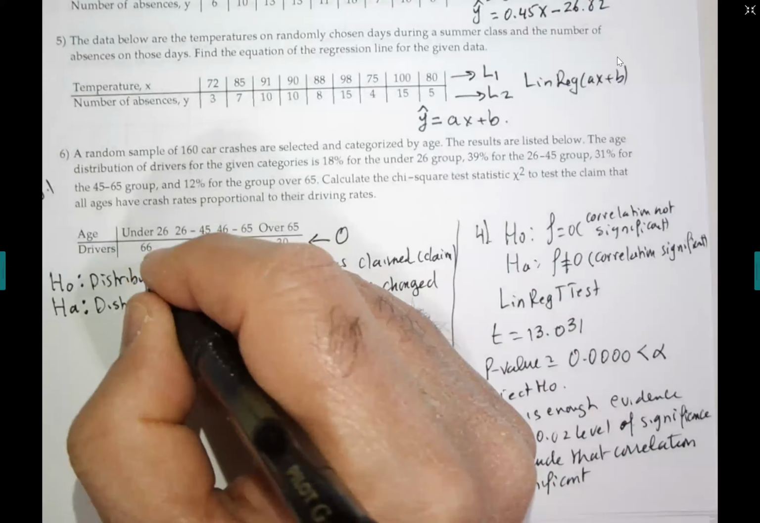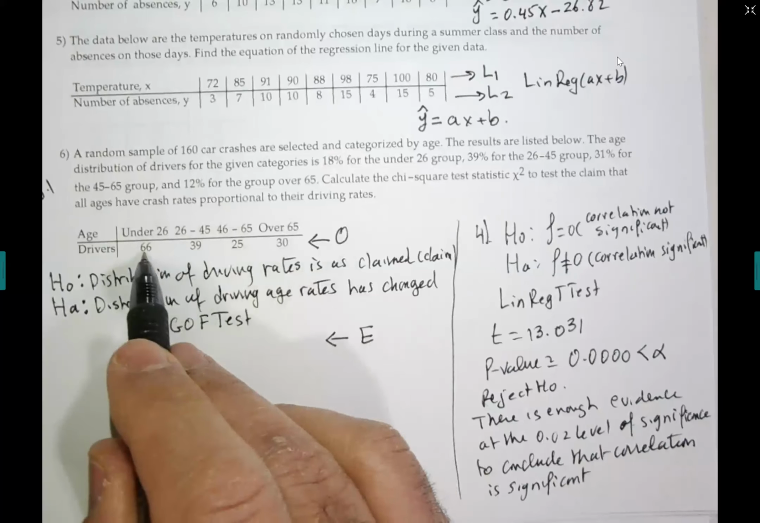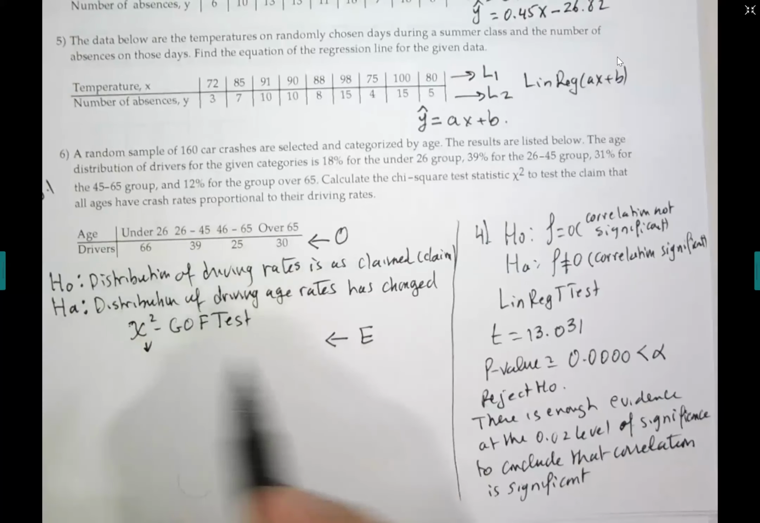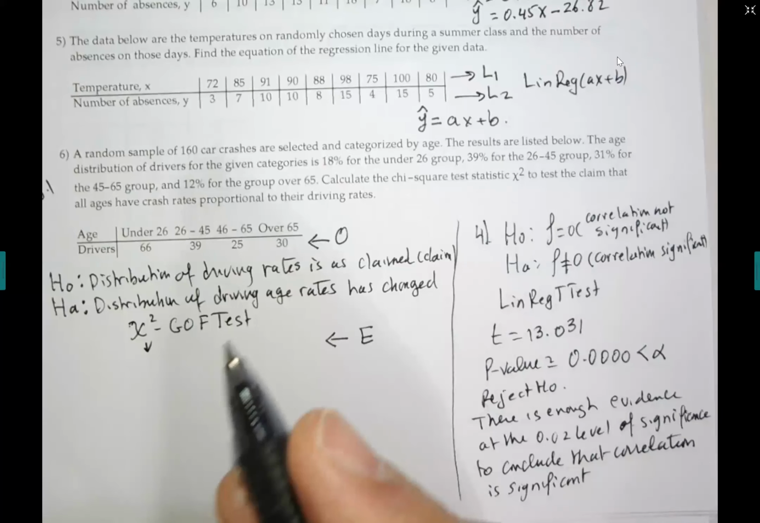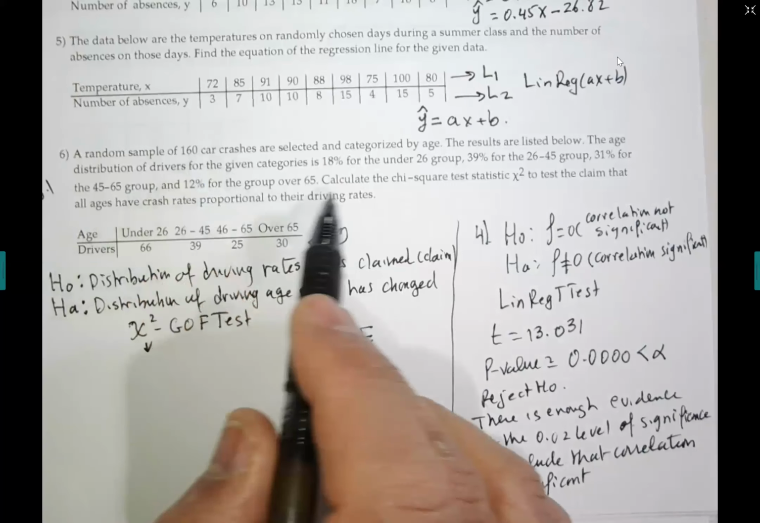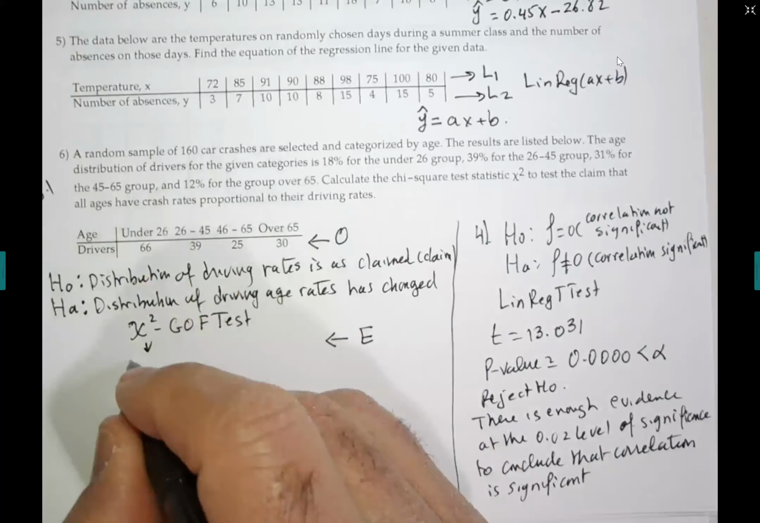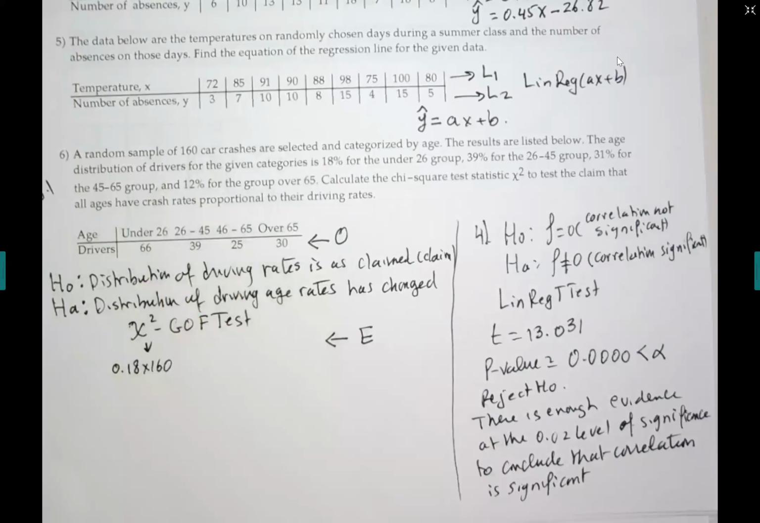Can someone tell me what would be the E for under 26? We know the observed value is 66. What would it be for the expected frequency? You know the total is 160. And what's the percent for drivers who are under 26? It's 18%. So you do, guys, 0.18 times 160. What is that? Okay, I got 28.8. I'm just gonna round it to 29.